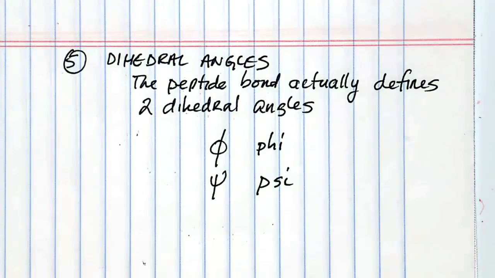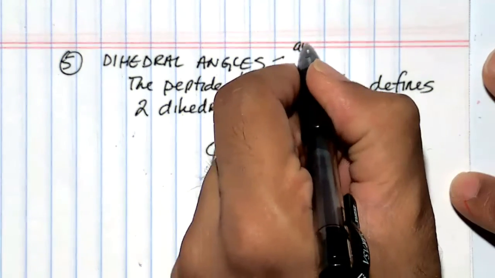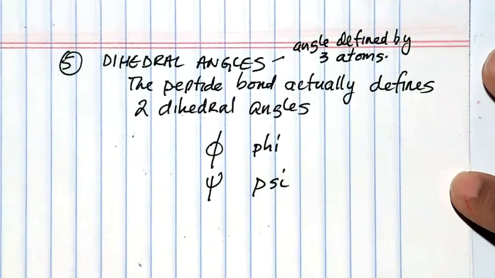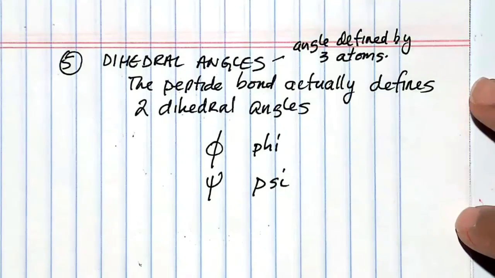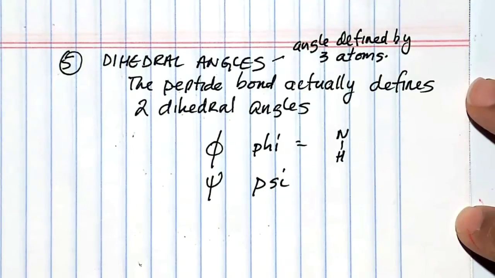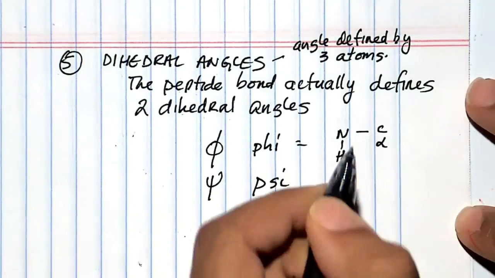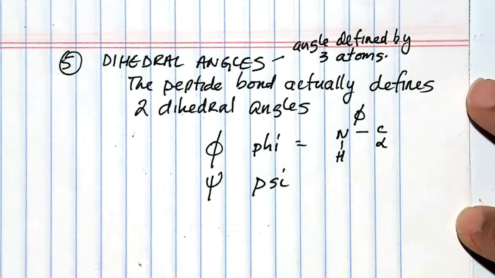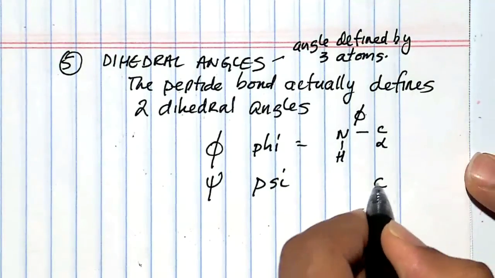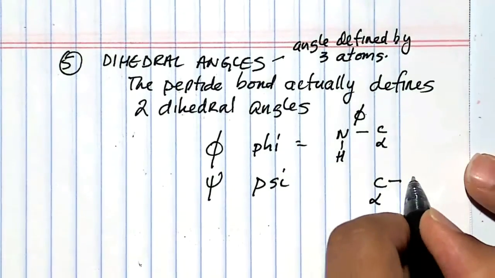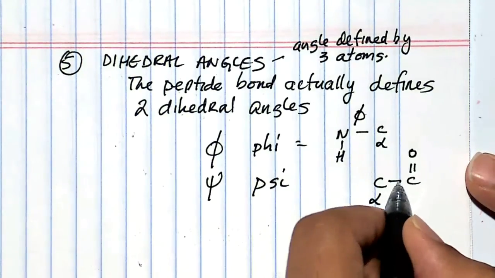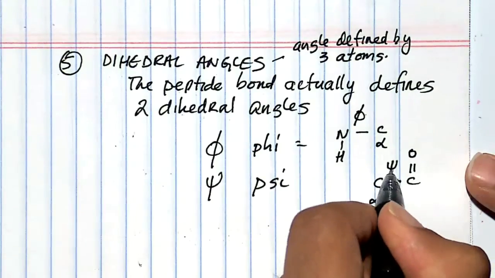So what are those angles? Let me attempt to draw this. First of all, a dihedral angle is an angle defined by three atoms. Let me go ahead and tell you what the angles represent. Phi represents the angle between the alpha amino group of one amino acid with the alpha carbon. So this is the angle phi. You can rotate across this bond. Psi would represent the angle by this alpha carbon and the C double bond O of the next amino acid. So rotation across this bond here is defined by the angle psi.